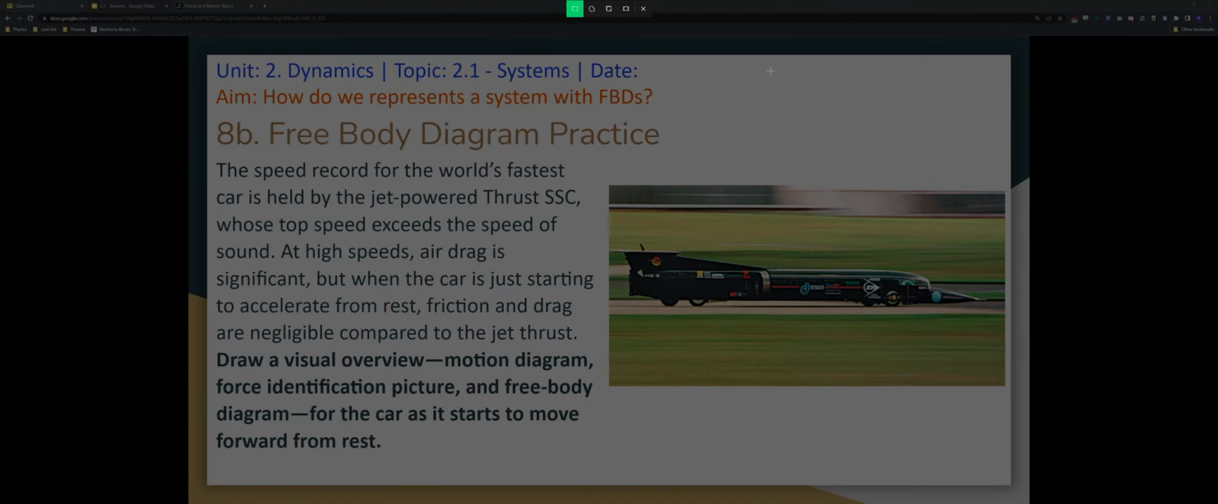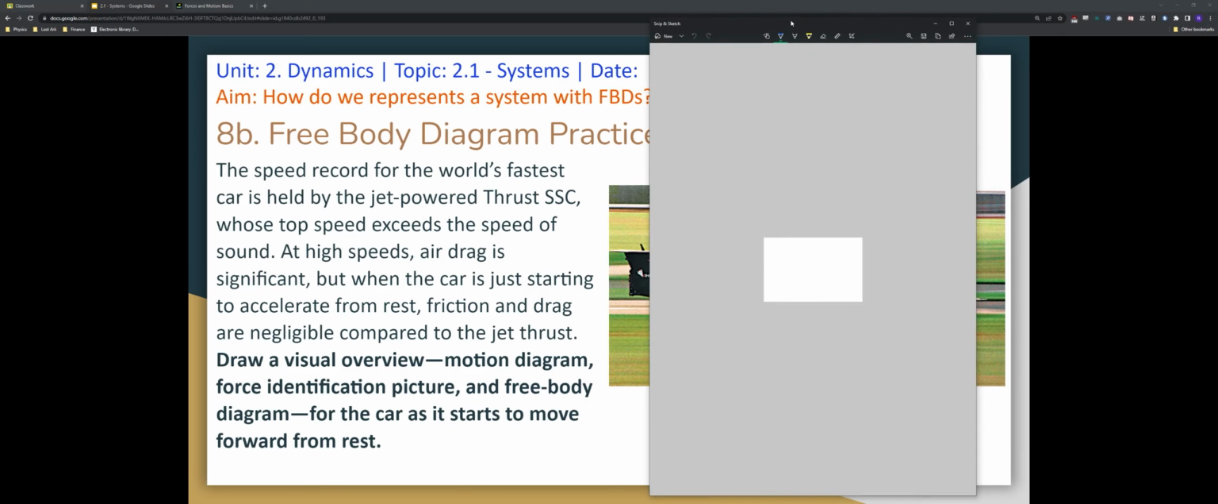So 8B says draw a free body diagram of this car that's accelerating just as when you start. The only thing you need to pay attention to is the bolded part of this question. The question says draw a visual overview and a free body diagram for the car as it starts to move forward from rest. If you read the sentence above it, it says at high speeds, air drag is significant, but when the car is just starting to accelerate from rest, friction and drag are negligible compared to the jet thrust. So you don't really need to put it, but you can put it if you want.